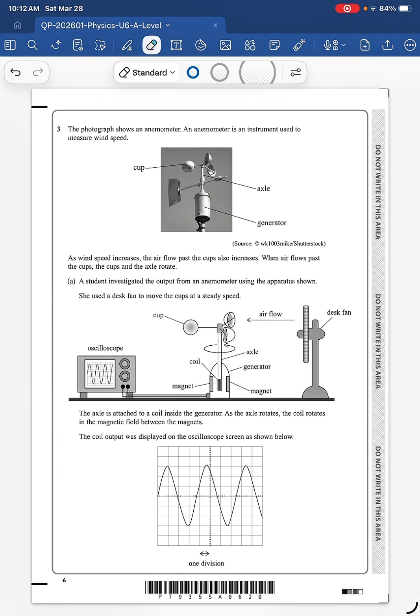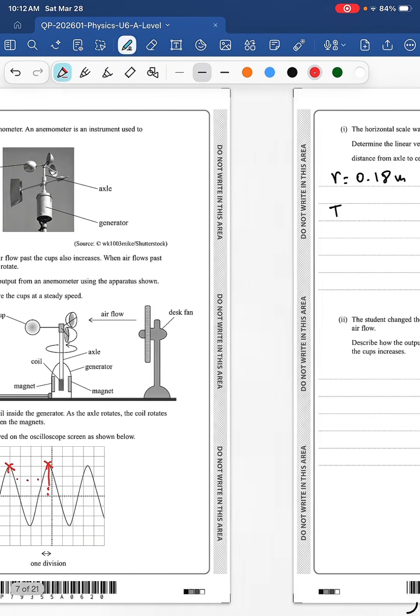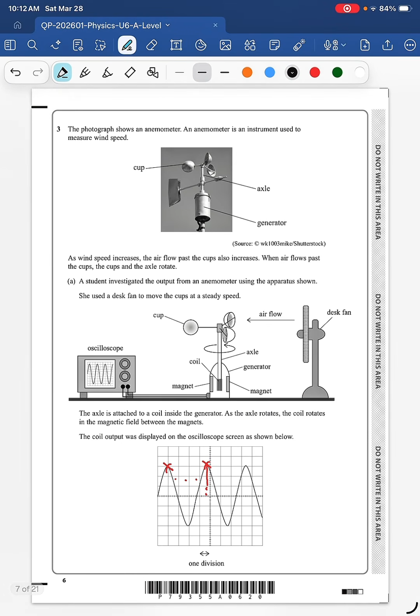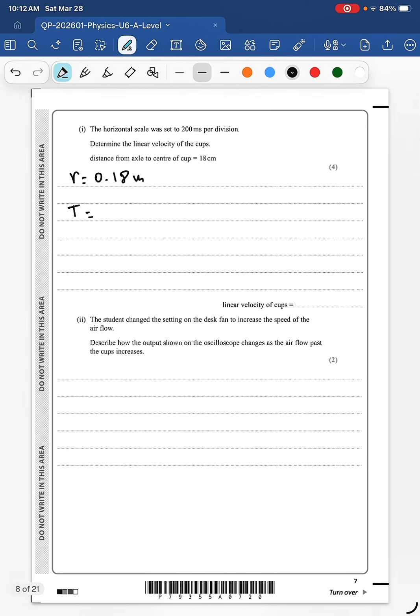So in my case, I used this peak and this peak. If you go down, you see that you have 1, 2, 3, and then about 3.8 divisions. So the period is going to be, because one period is peak to peak, or valley to valley, etc. So peak to peak is 3.8 divisions times 200 milliseconds, which yields 760 milliseconds, which you can write as 0.76 seconds.